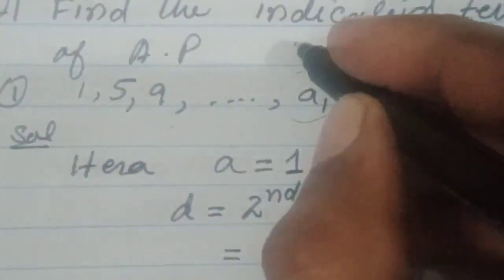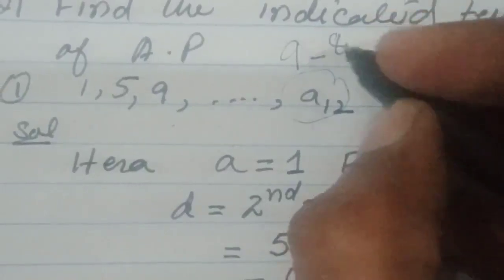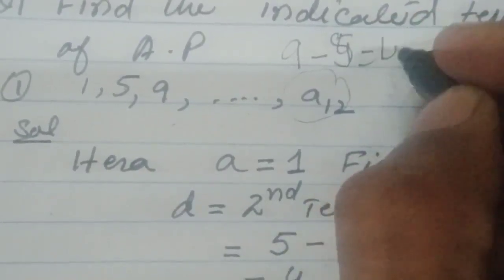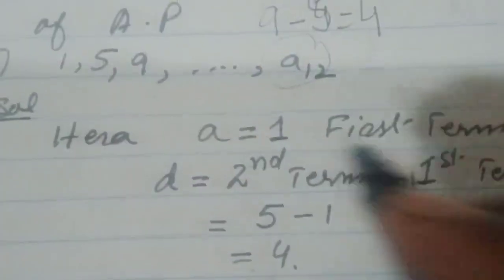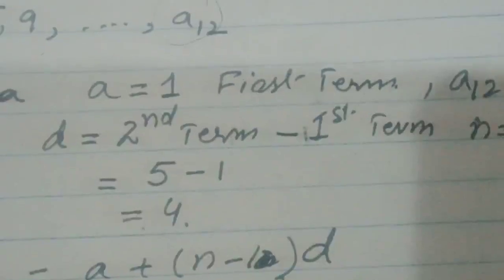And you can also check that 9 minus 4, and 9 minus 5 will also equal 4. Or for further terms you can check, their difference will always be the same in the whole sequence. And this is the confirmation that it is an AP.